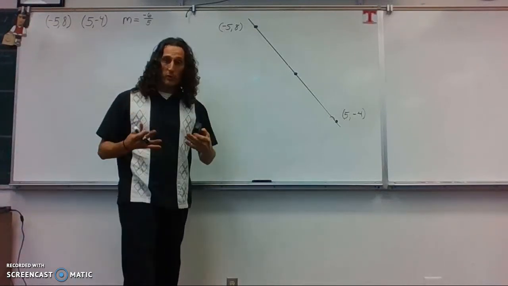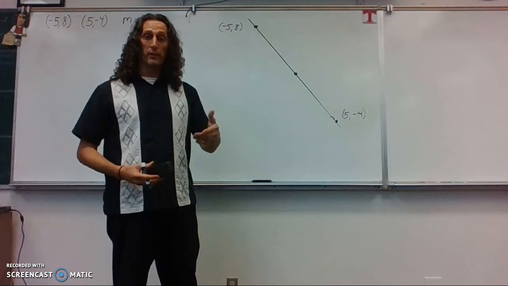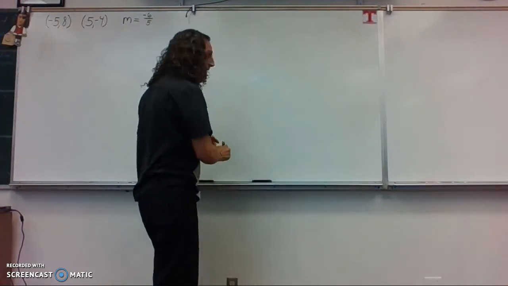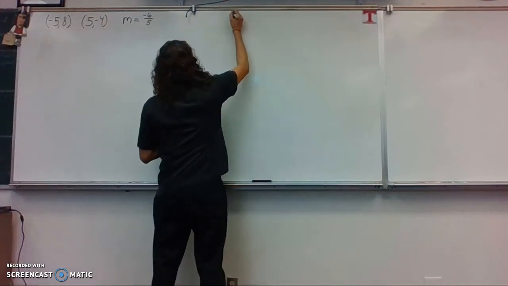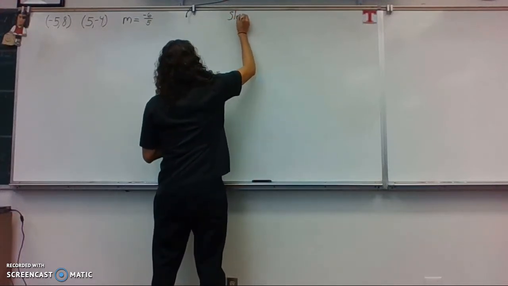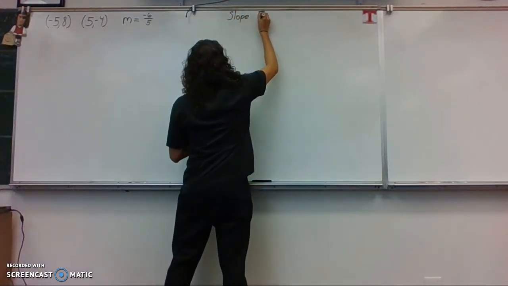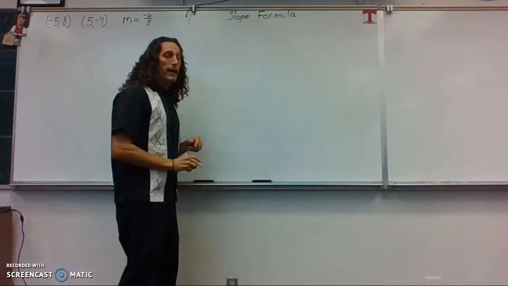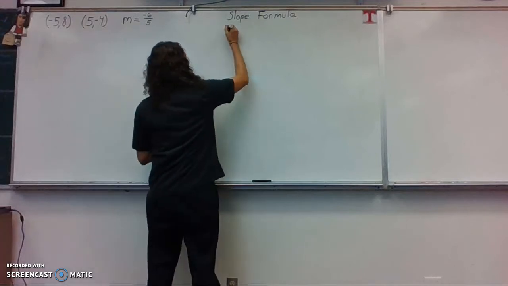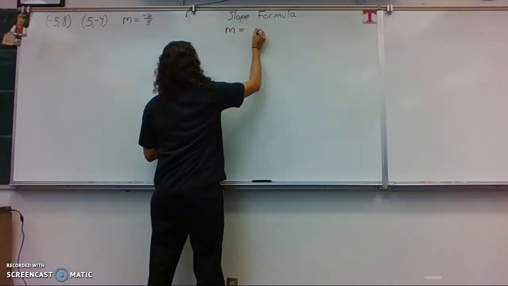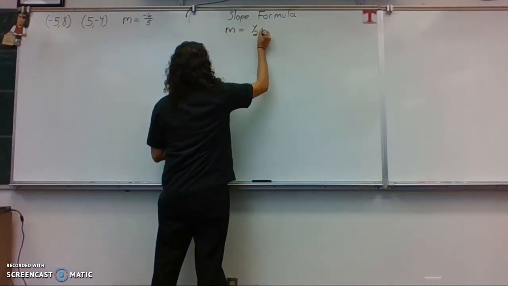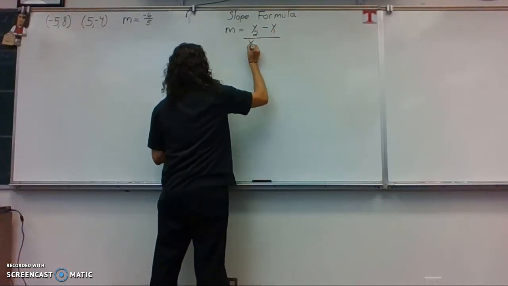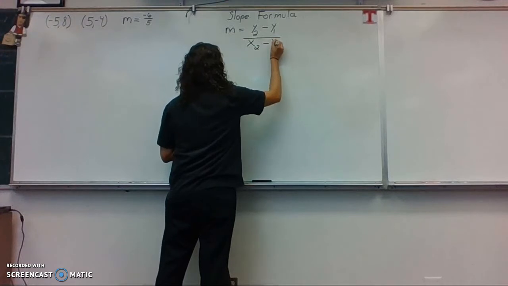What we're going to be covering today is what we call the slope formula, and that's going to be the title of today's actual lesson. So go ahead and write this at the top of your paper: Slope formula. And the slope formula is m equals y2 minus y1 all over x2 minus x1.